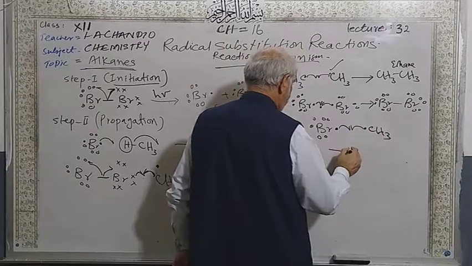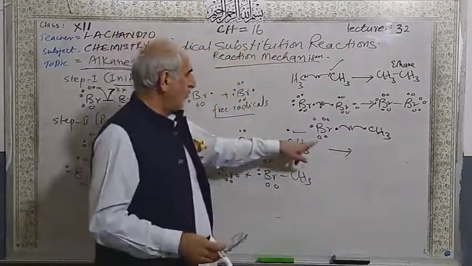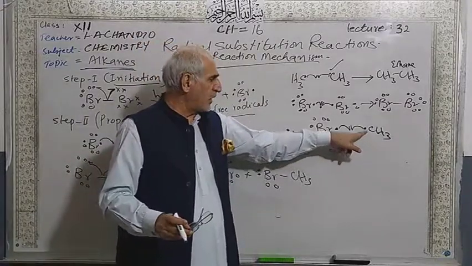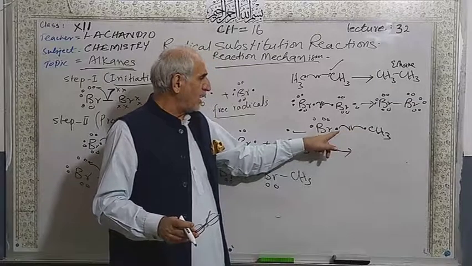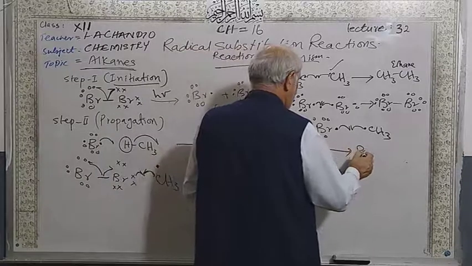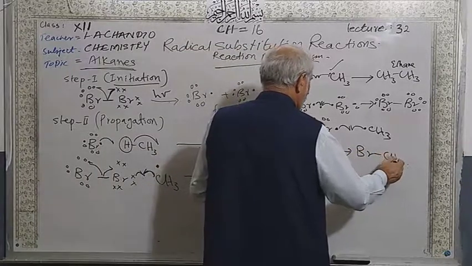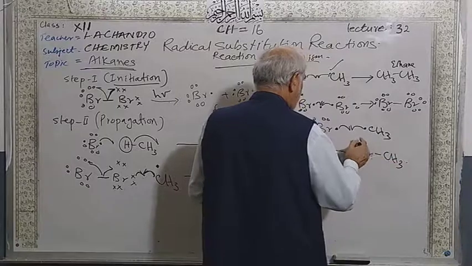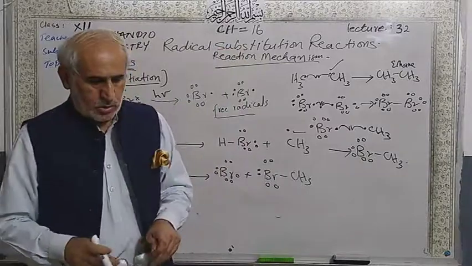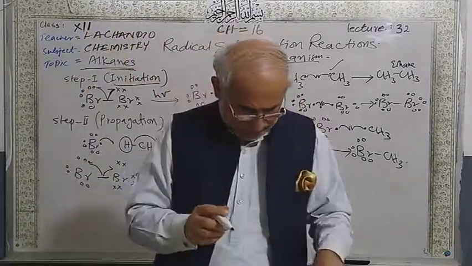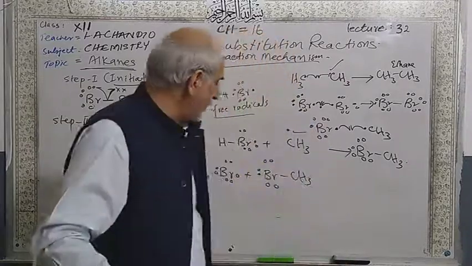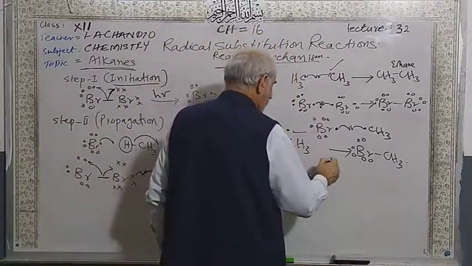Like this one. This is a bromine free radical, and this one is a methyl free radical. Each has an unpaired electron, so they are going to form a bond, giving bromomethane, or methyl bromide. Dear students, this is the termination step. We call it termination because products form.